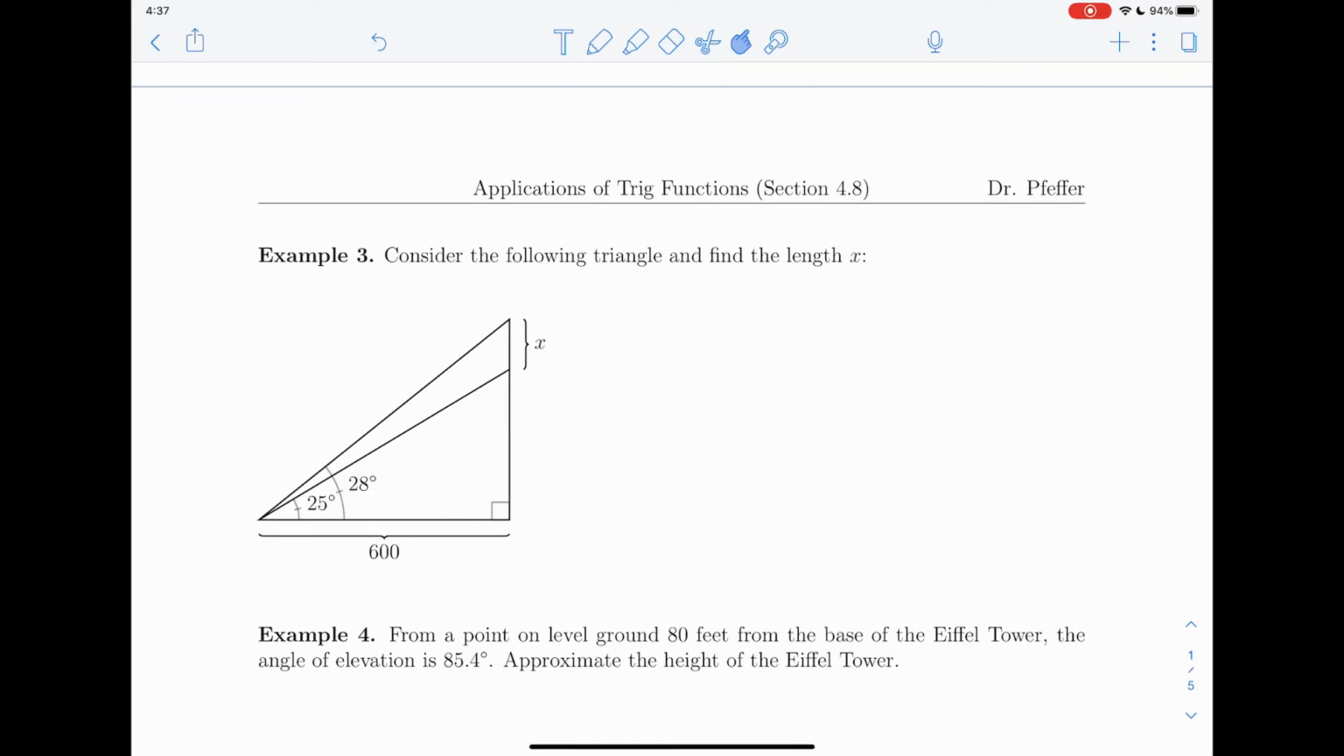Here we have two triangles nested inside of one another, where we have a smaller triangle that makes an angle of elevation down here of 25 degrees, and then we have a larger triangle which makes an angle of elevation of 28 degrees. Each of them shares the same base length of 600, and we're interested in this small length x. The approach to this is going to be super similar to what we did before.